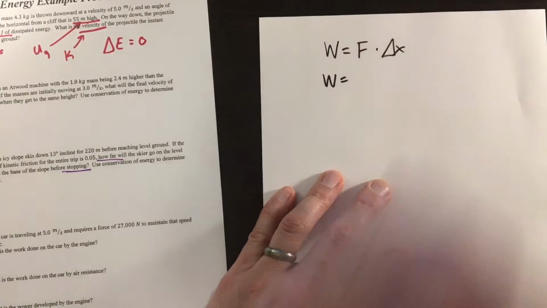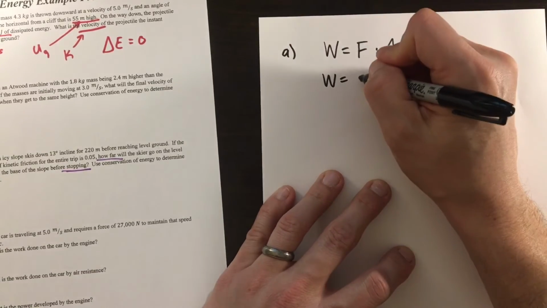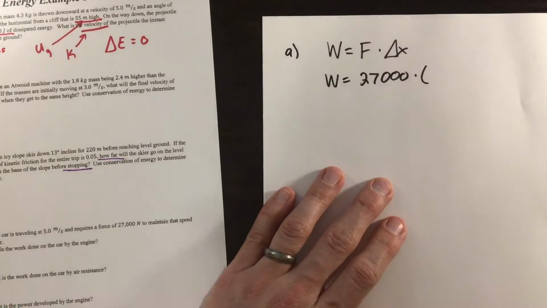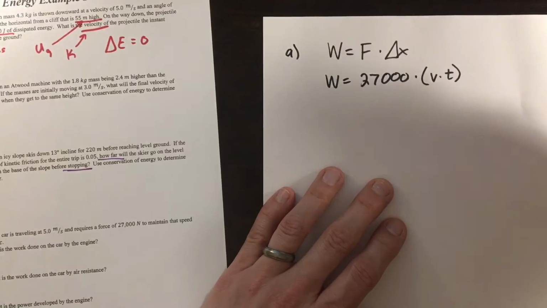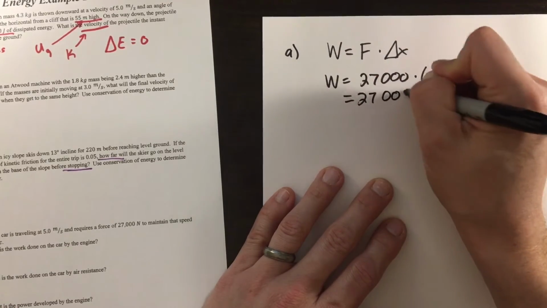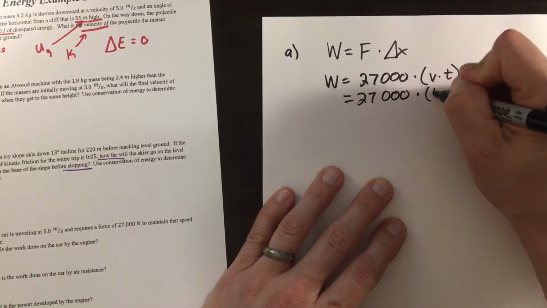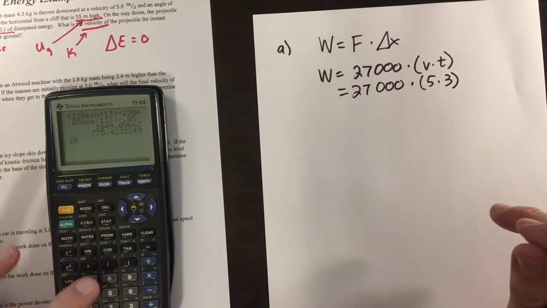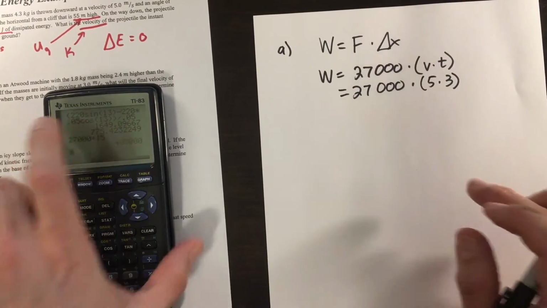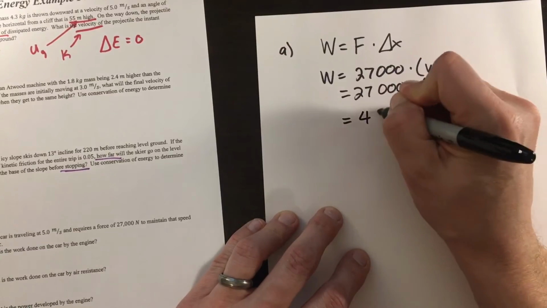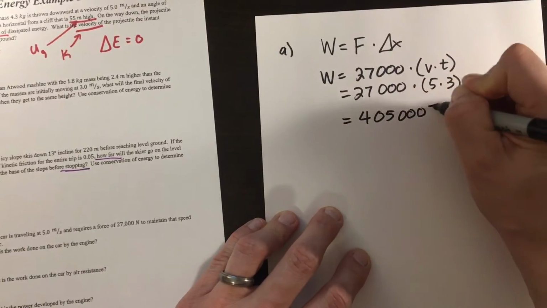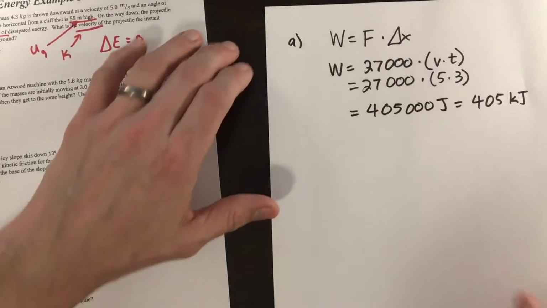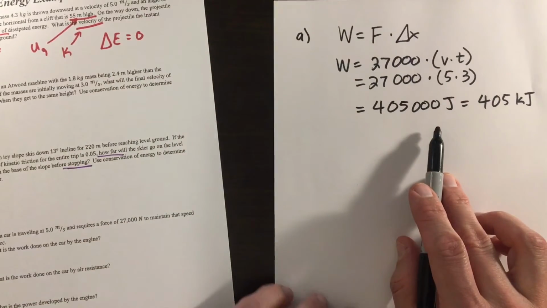So the work, and this is part A, is equal to the force, which is 27,000, times displacement. Displacement is not given, but it does give us the velocity and time. So 27,000 times the velocity, which is 5, times the time, which is 3. So 27,000 times 15. That gives us 405,000 joules, or 405 kilojoules.